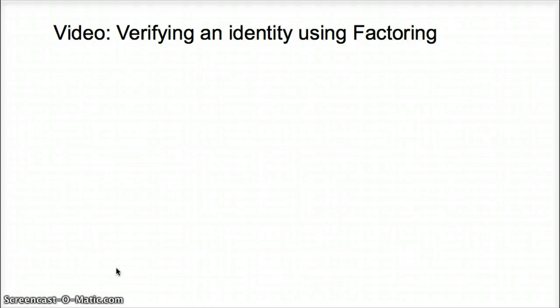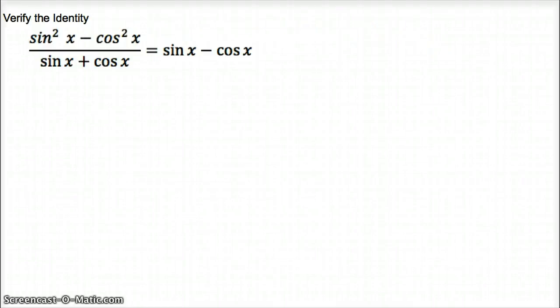Okay, in this video, video 5.1b, we're going to take a look at how factoring can help you verify an identity. These are two problems from your book, both from section 5.1. The first problem is question number 37 and the next one is question number 51. So we're going to take a look at this identity and verify it.